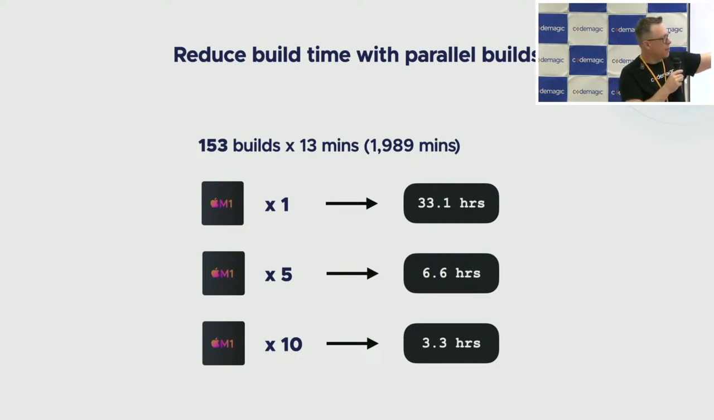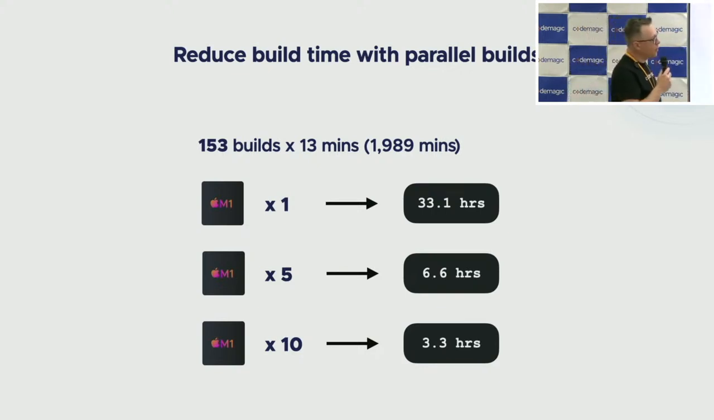So a customer came to us not long ago, and they said that they've got 153 builds, each taking about 13 minutes each. And as you can see, that's 1,989 minutes. And at the time, they were using one of our M1 concurrencies or build machines to build all of those apps, which took them 33.1 hours, which is quite a long time.